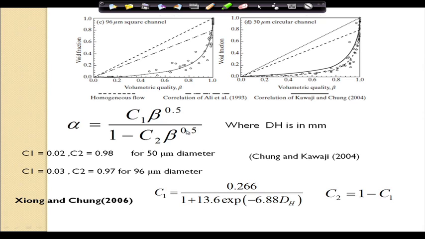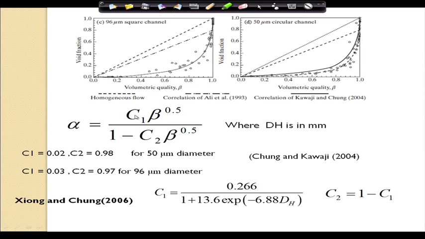This correlation is applicable both for circular microchannels and also for square microchannels, and it basically shows that when beta is small, naturally the effect of the denominator becomes almost equal to 1, and as a result alpha can be said to be proportional to beta, although the proportionality is not linear, and at higher values of beta the denominator becomes important, as a result of which alpha predicts a different trend from linearity for higher values of beta.